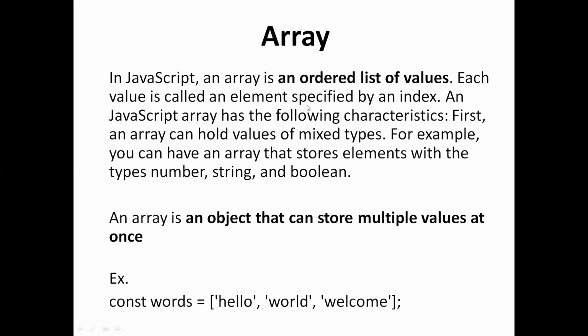In another way, an array can hold the data type and value. An array is an object that can store multiple values at once, and it can also define the type. So for example, here you can see const is the type, words is the array name, and here you define the array using a square bracket. Inside this, hello is a string type element, and world is also a string type. Welcome is also a string type.